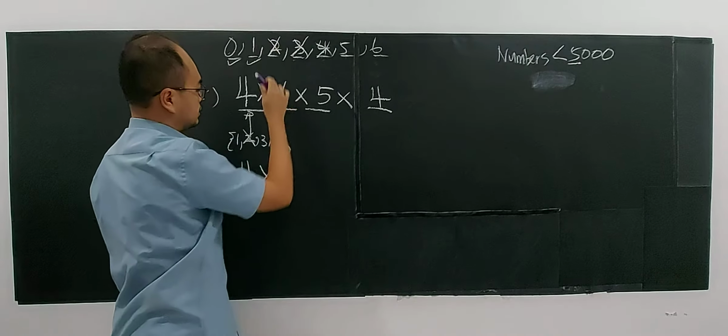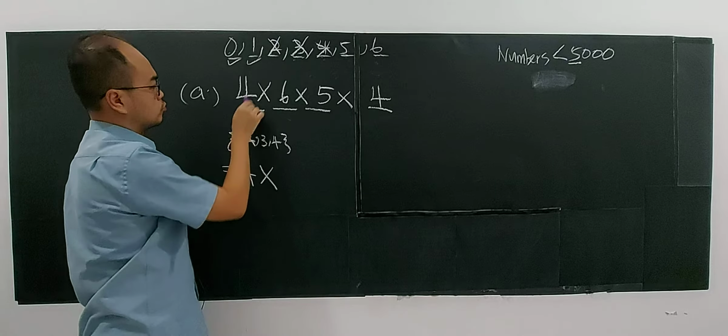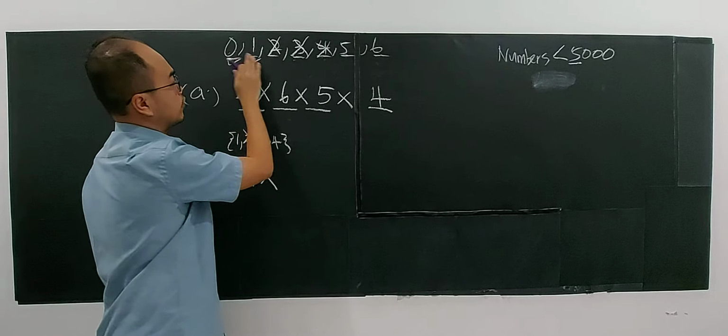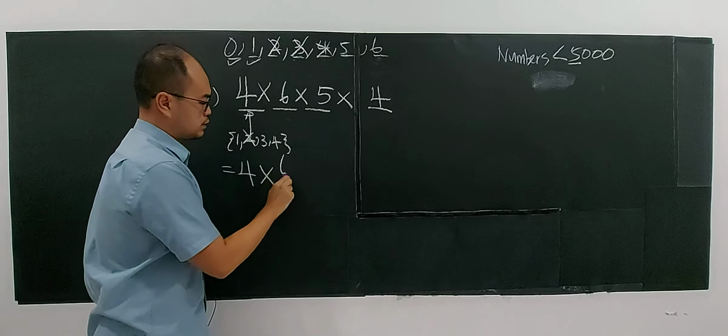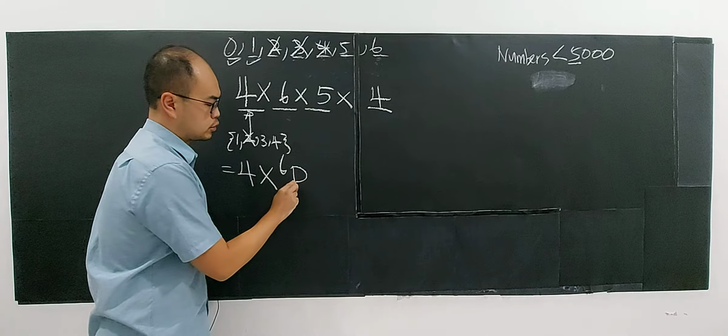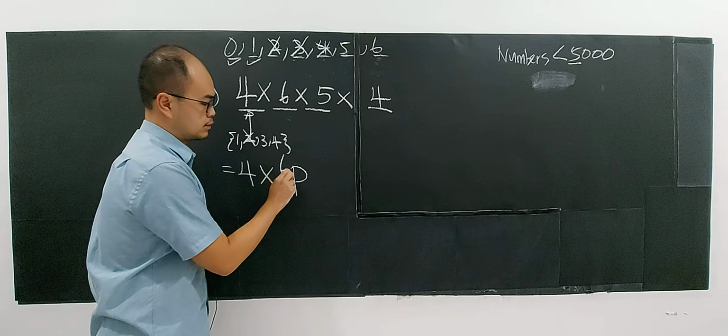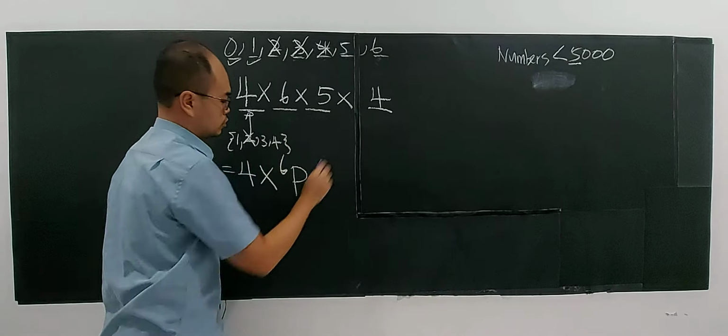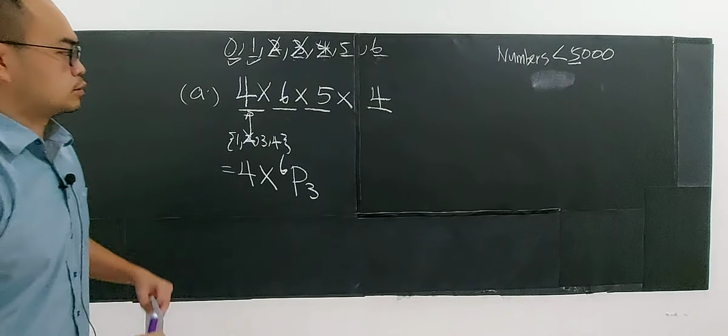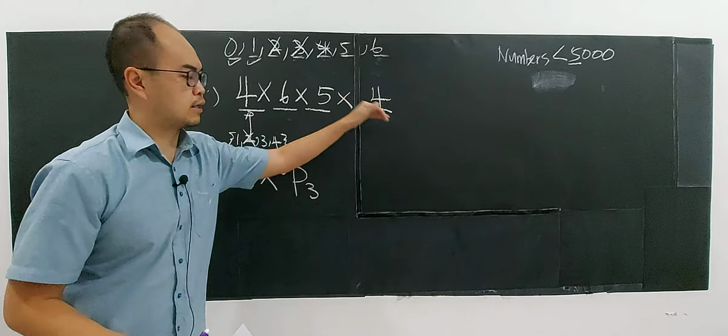Or we can just write 4 multiplied by the 6 remaining. Let's say we already chose 2. So we have 1, 2, 3, 4, 5, 6. That means 6 ways to arrange the other 3 digits: the second, the third, and the fourth digit.